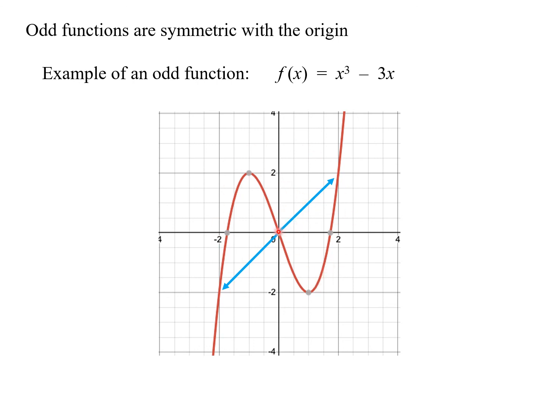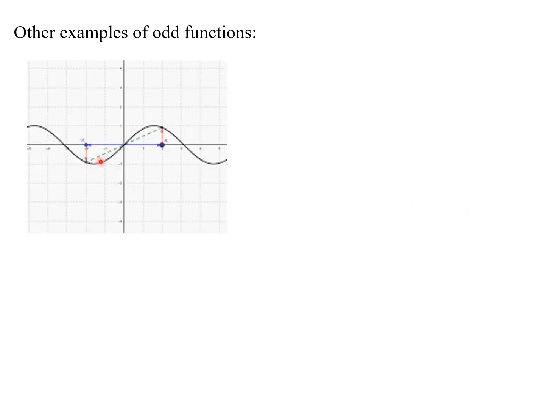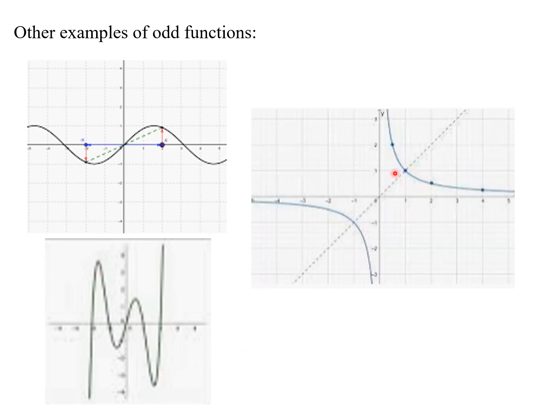The origin is the point of symmetry. There's no real axis of symmetry. There's a point of symmetry, in this case, and this would be the origin. Other examples of odd functions here. There. Symmetric with the origin. And here. Symmetric with the origin. Those are other examples of odd functions.